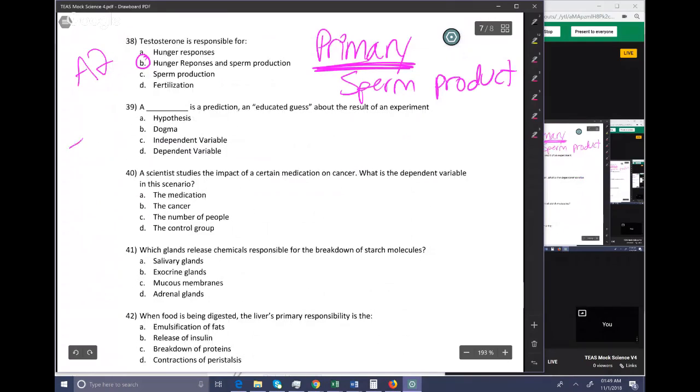39 is from General Science 1. What is a prediction or educated guess about the result of an experiment? That would be A, hypothesis.